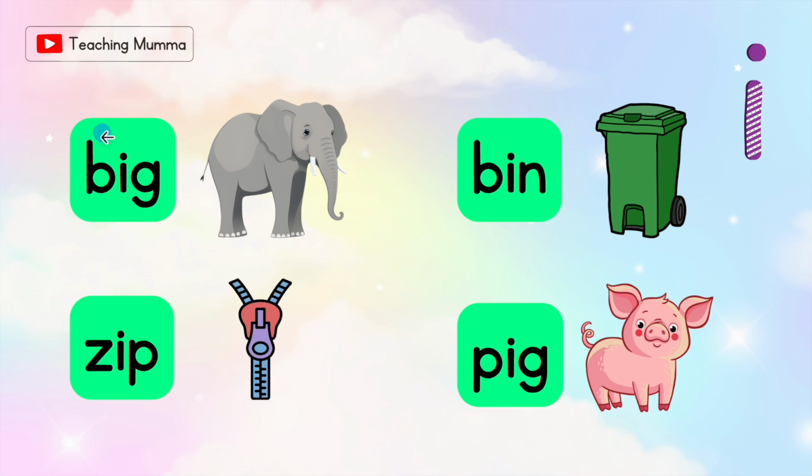CVC. Consonant, vowel, consonant. So these are the words with I vowel in the center. Let's repeat it again. Big, zip, bin, pig. Again. Big, zip, bin, pig. Your turn.